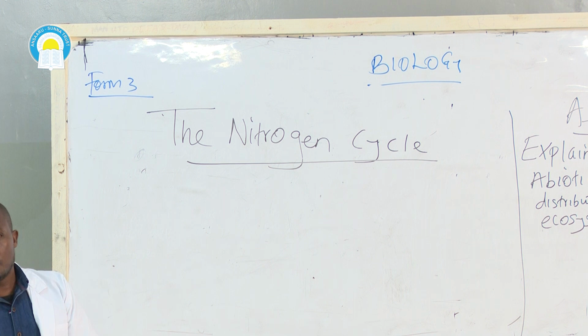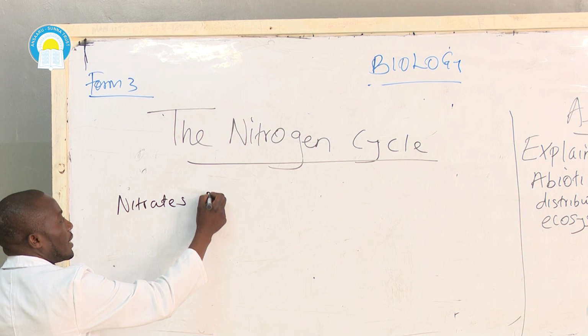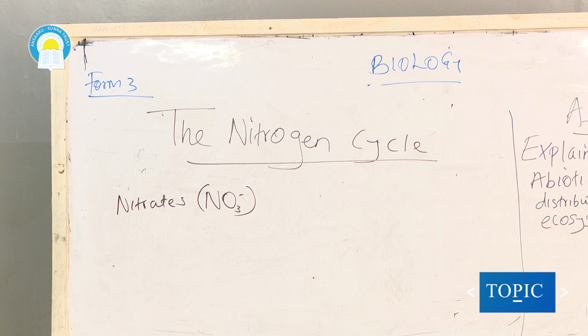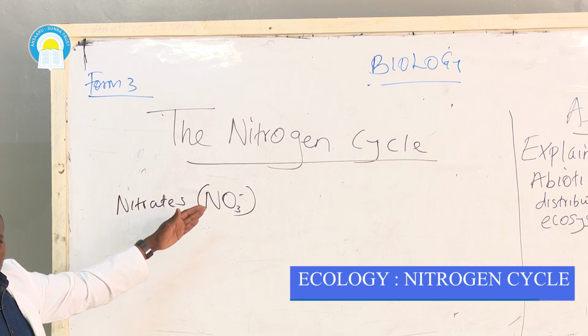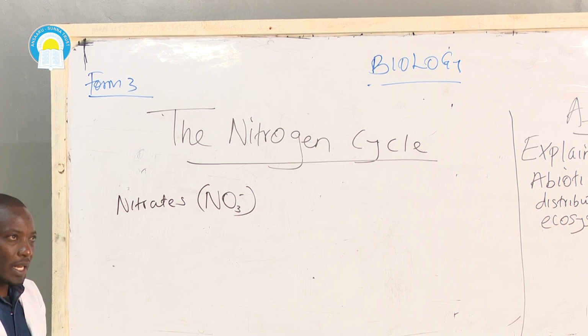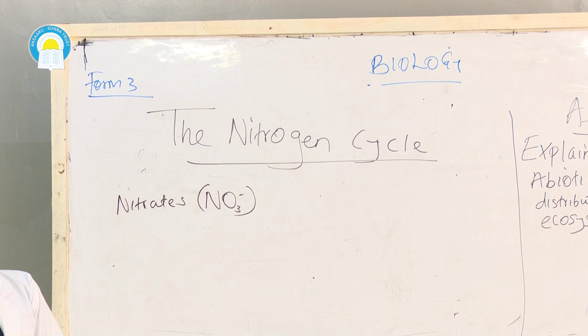Remember, plants don't take in nitrogen as an element, but they absorb nitrogen through the process of absorption, and what they absorb is the nitrates. So nitrogen is made available to plants through a process called nitrogen fixation. How is nitrogen fixed? We are going to see that later. Plant roots absorb nitrogen in the form of nitrates, not as a nitrogen element or nitrogen gas.